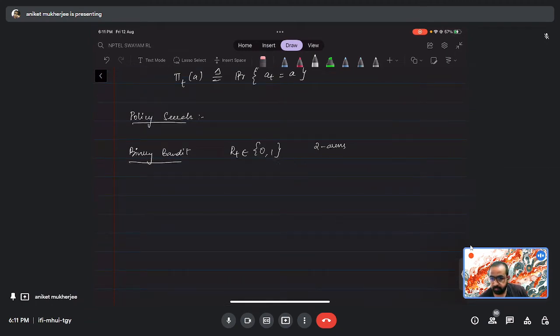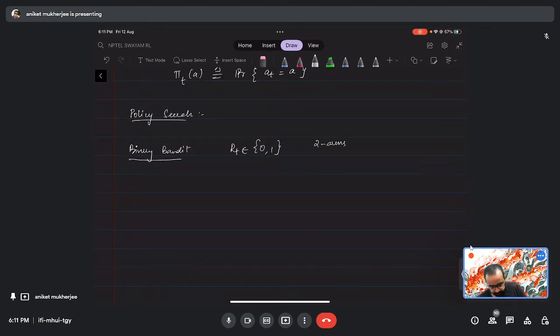If you have this kind of setting, you have a policy that says I'll pick arm 1 with this probability, and I'll pick arm 2 with some other probability. That is your pi t of 1 and pi t of 2. Let me name the arms 1 and 2. Now suppose I pick one of them, suppose A is equal to 1. So I pick arm 1, but 1 may become confusing, so let's call them A and B.